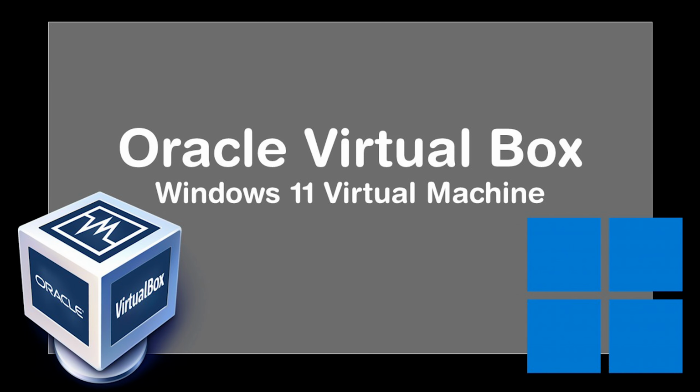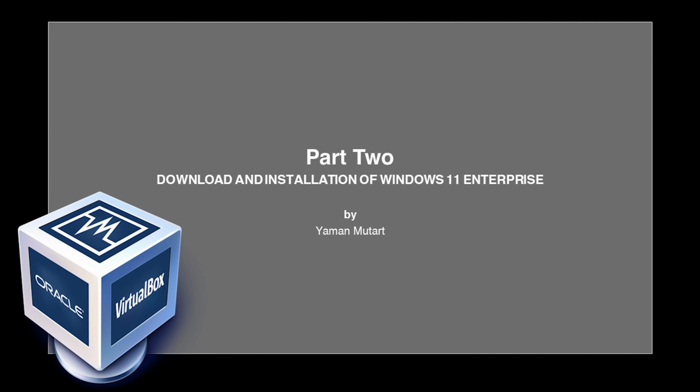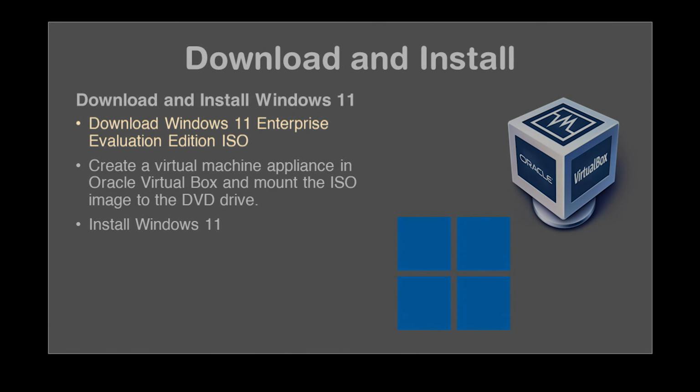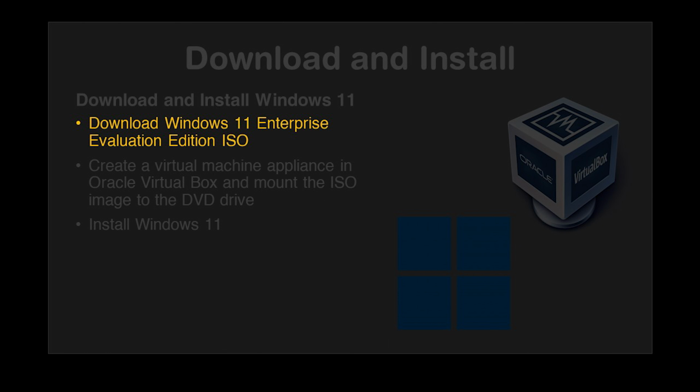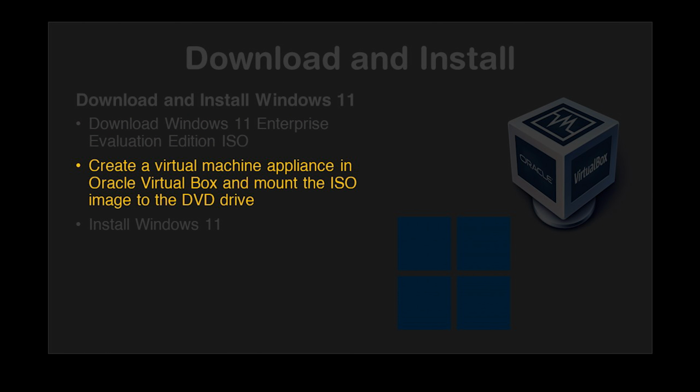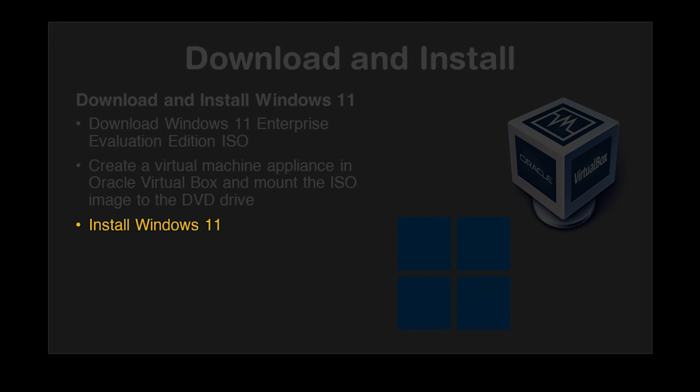My name is Yaman Mutart, and this is part 2 of a tutorial for creating Windows-based virtual machines using Oracle's VirtualBox software. In this video, we will download the Windows 11 Enterprise Evaluation ISO from Microsoft. We will create a virtual machine appliance in Oracle VirtualBox and mount the downloaded image to a virtual DVD drive. We will install Windows 11. You can find a link to the software in the video's description.